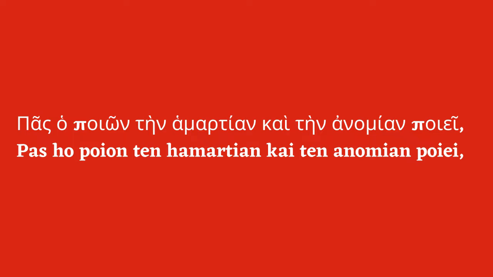The first part, pas ho poion. Poion is a present active participle. Pas means any or every. And so here, ho poion, the one who does, anyone who does what? Tein hamartian, sin. Anyone who does sin, kai tein anomian poie, also. Kai here in this case, usually "and," but in this case "also," tein anomian poie, lawlessness does. So anyone who does sin, anyone who engages in sin, also engages or does lawlessness.